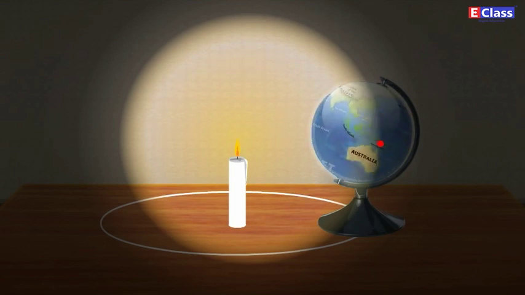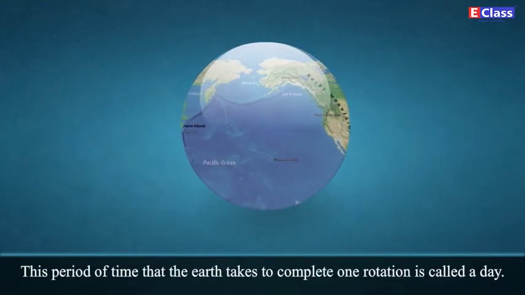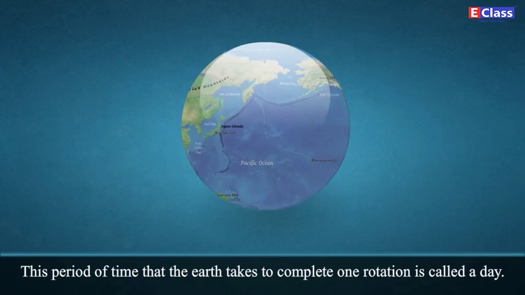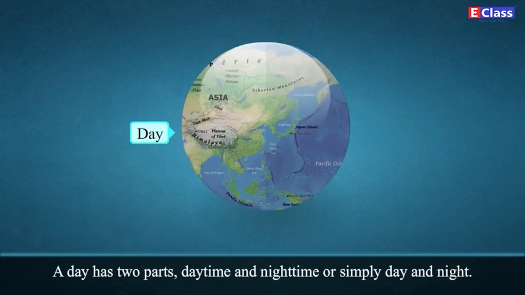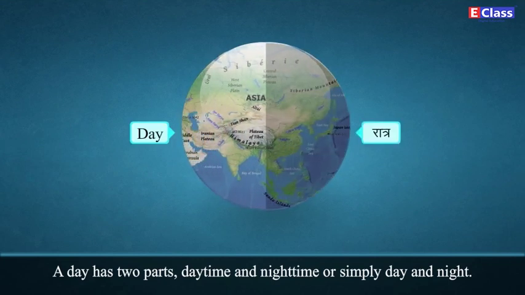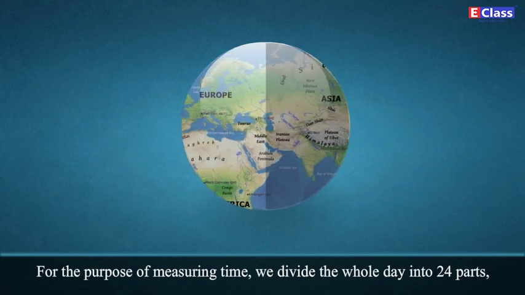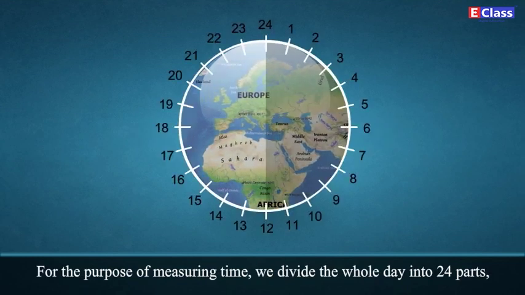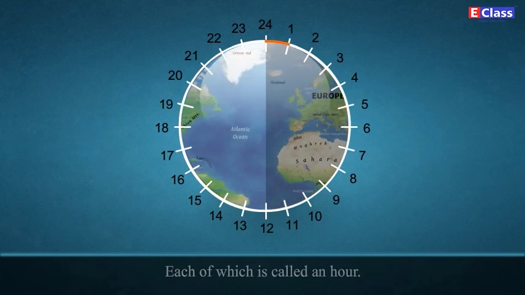You will see that this happens when the Earth completes one rotation, that is, when it makes one complete turn around itself. This period of time that the Earth takes to complete one rotation is called a day. A day has two parts, daytime and nighttime, or simply day and night. For the purpose of measuring time, we divide the whole day into 24 parts, each of which is called an hour.